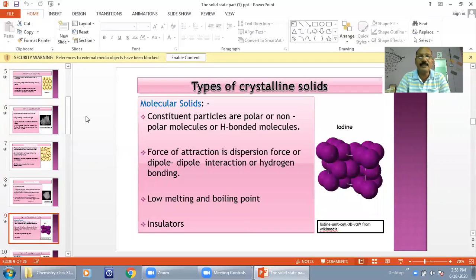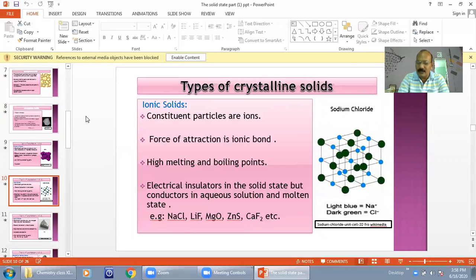They have low melting and boiling points. They act as insulators. These are the properties of molecular solids. Second, ionic solids, just like NaCl crystal, KCl crystal, CsCl crystal, ZnCl2 crystal. In these ionic solids, the constituent particles are ions.